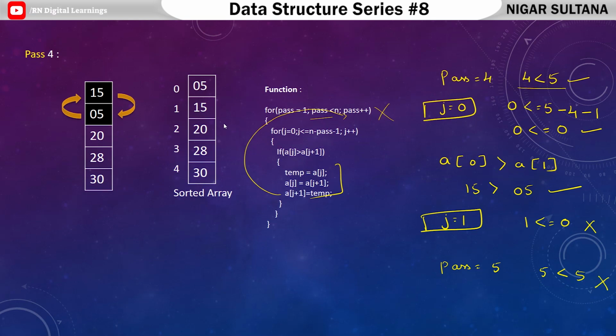Now all the passes have been completed. All the elements are arranged in ascending order: 5, 15, 20, 28 and 30. So this is a function of sorted array. All the elements have been arranged in ascending order.